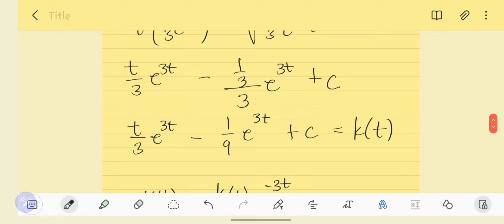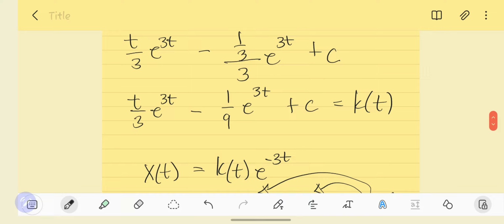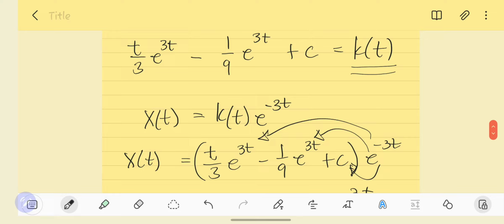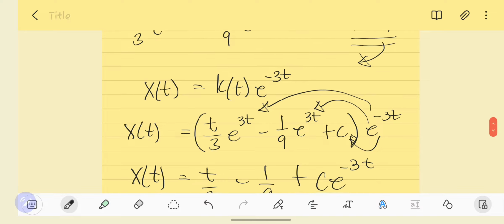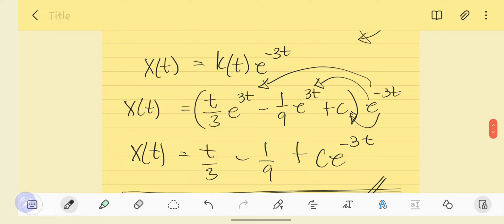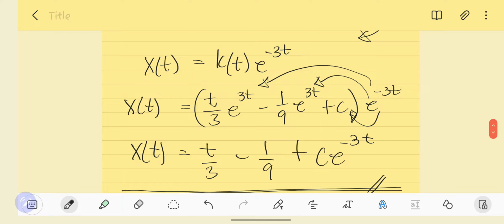Now simplifying, t over 3 e to the 3t minus 1 over 9 e to the 3t plus c is equal to k of t. That's your k of t. And then, as you obtain the k of t, now you can plug that into our homogeneous solution. So, x of t is equal to k of t times e to the negative 3t. Plugging that in, t over 3 e to the 3t minus 1 over 9 e to the 3t plus c, times e to the negative 3t.